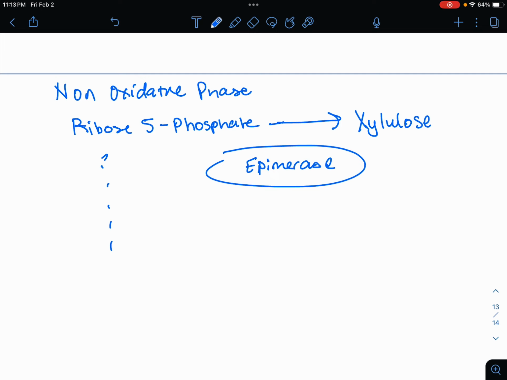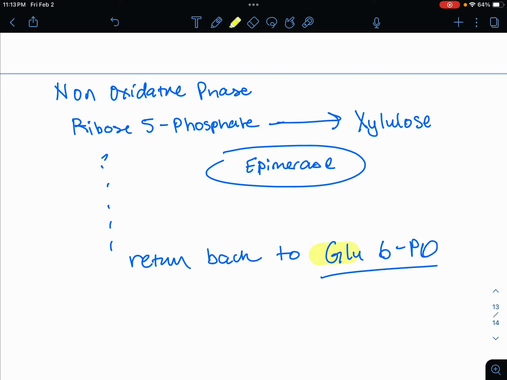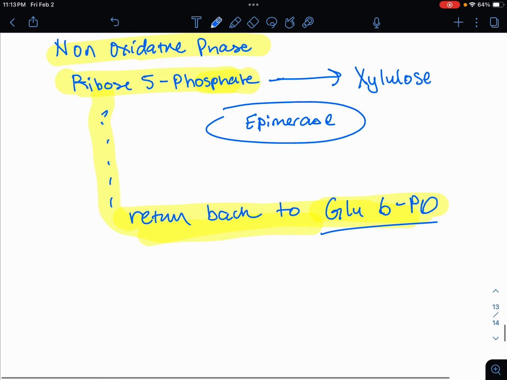At the end of the non-oxidative phase, there's going to be a ton of these steps, and we're just going to return back to glucose 6-phosphate. So we kind of come full circle here. So for the non-oxidative phase, we just need to know that the ribose-like molecule that we've made in the oxidative phase will go all the way back to glucose 6-phosphate.